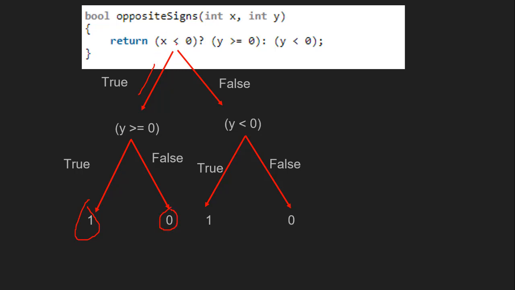Now, if x is not smaller than 0, this means that x is a positive number. And then we check if y is a negative number. If y is a negative number, we return true, indicating both the numbers are of opposite sign. If y is not a negative number, we return 0, indicating both the numbers have the same sign.